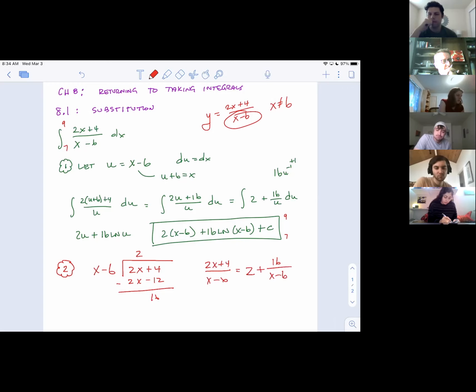Wait, isn't it not 16? Because you have a positive 4 and a negative 12? No, because I'm subtracting all of this. I'm subtracting. Oh, yeah. Okay. Never mind. Thank you. Good question.